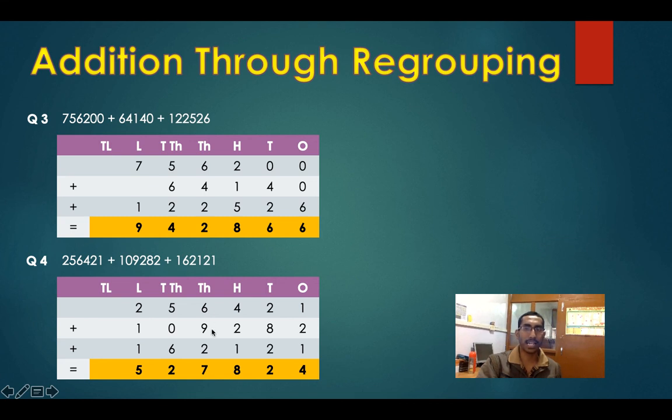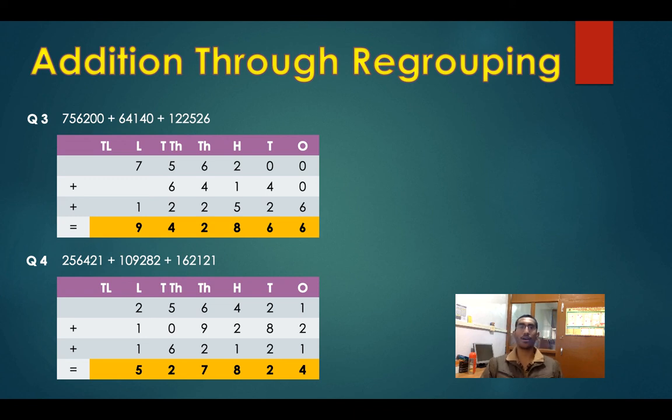And 6 plus 9 is 15. 15 plus 2 is 17. 7 and 1. 5 plus 1 is 6. 6 plus 6 is 12. So 2 carry over 1. 2 plus 1 is 3. 3 plus 1 is 4. 4 plus 1 is 5. So my solution to this question is 5,27,824. So we've done a lot of questions of addition through regrouping today.